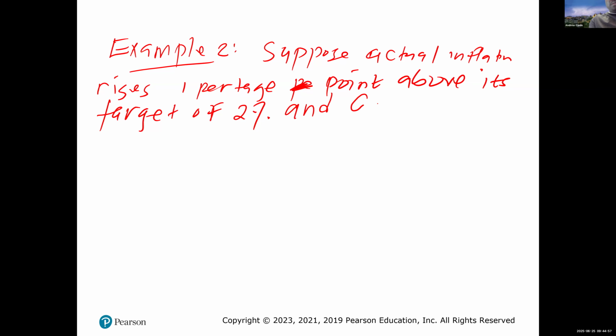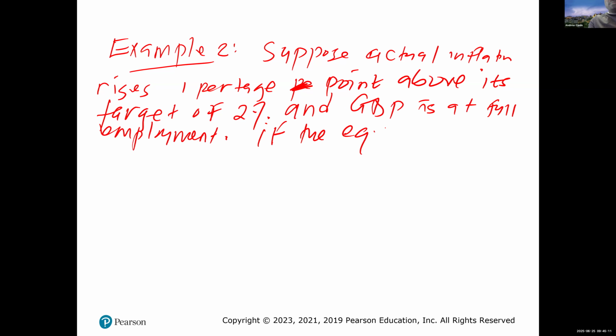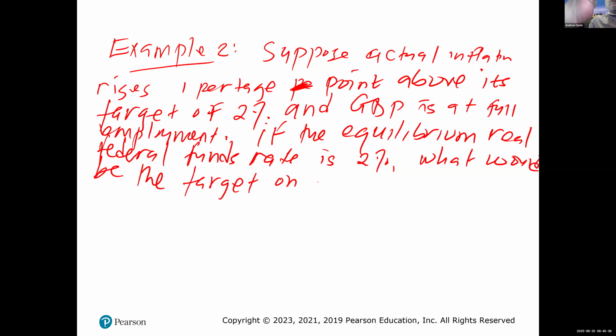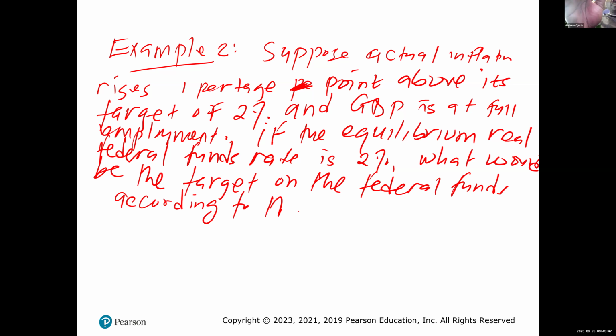and GDP is at full employment, if the equilibrium real federal funds rate is still 2%, what would be the target on the federal funds rate according to the Taylor rule? So let's do this.